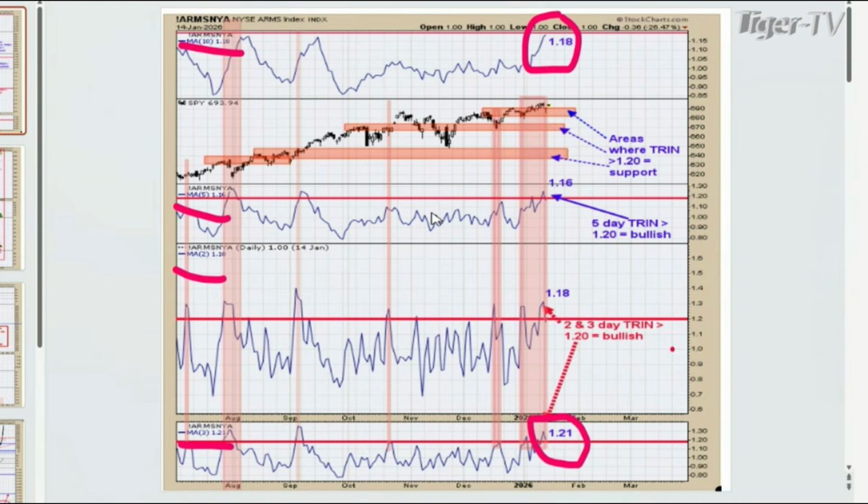But the 2 days, 1.21, that is bullish. The 3 days, 1.21. That's bullish. 2 days, 1.18. That'll be higher today. The 5 days, 1.16. Still near 1.2, and the 10-day is bullish. I marked here in the tan areas, or pink areas, the times when the 2, 3, 5, and 10-day trend are all in bullish territory. And you can see pretty good here, usually they happen in uptrends.